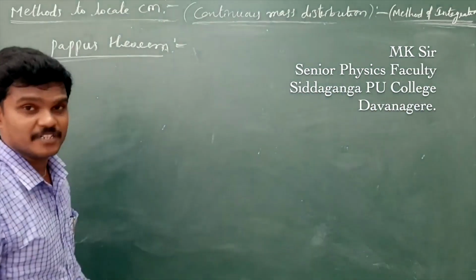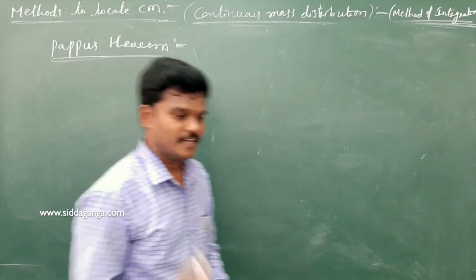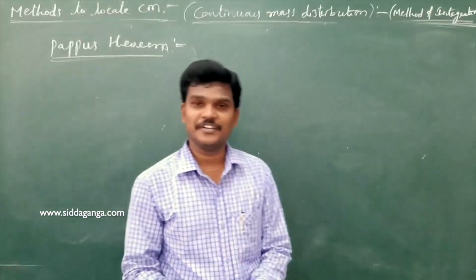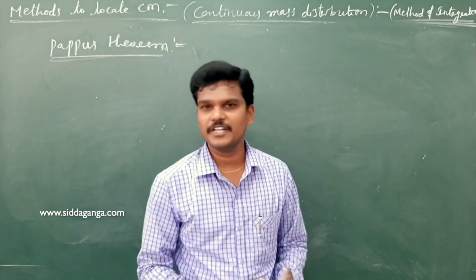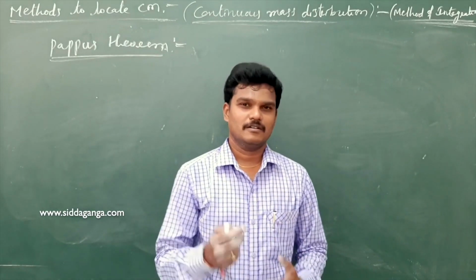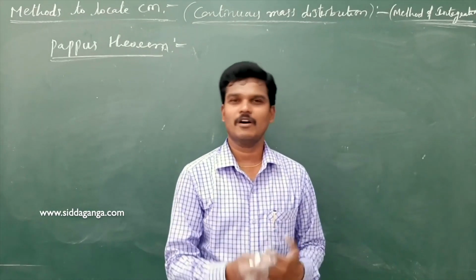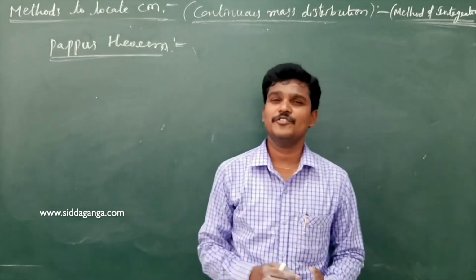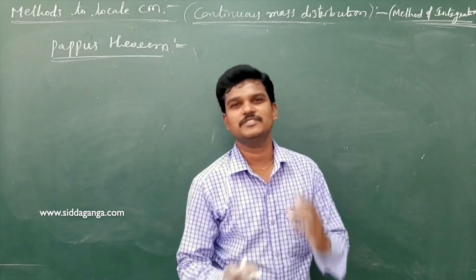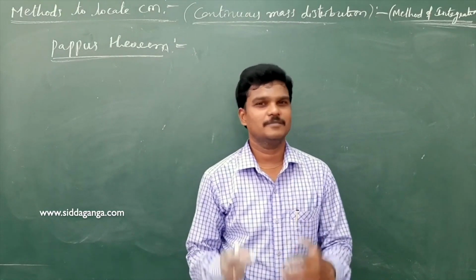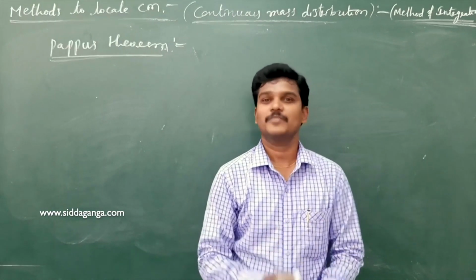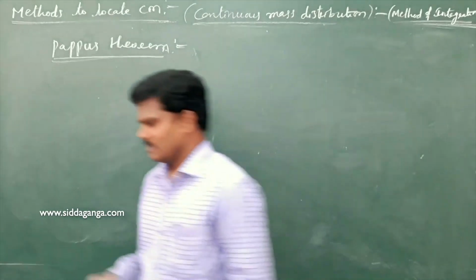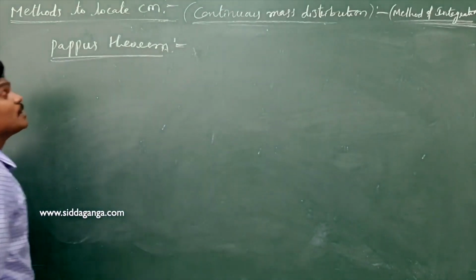See the next method to locate the center of mass. Anyhow, we covered the method of integration. By using the method of integration, we have already derived the center of mass of a semicircular wire and a half disk. Here, by using one more theorem, we can also derive the center of mass of a semicircular disk, a semicircular wire, and a triangular plate. Okay, let us see how to derive those formulas by using Pappus theorem.